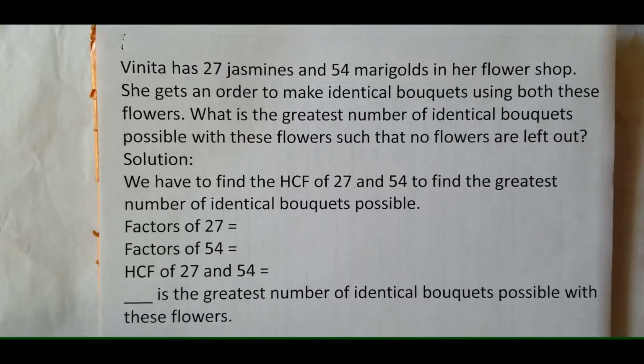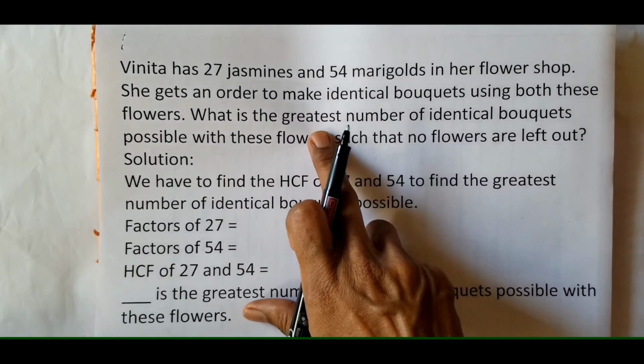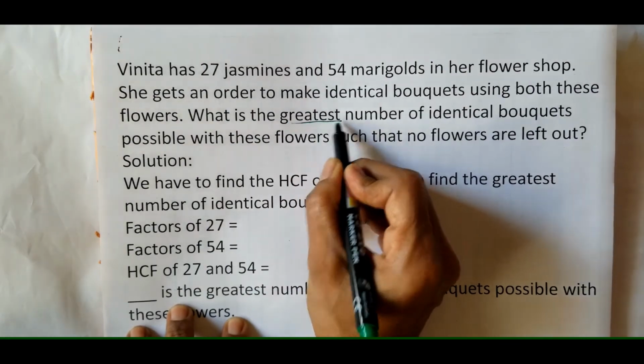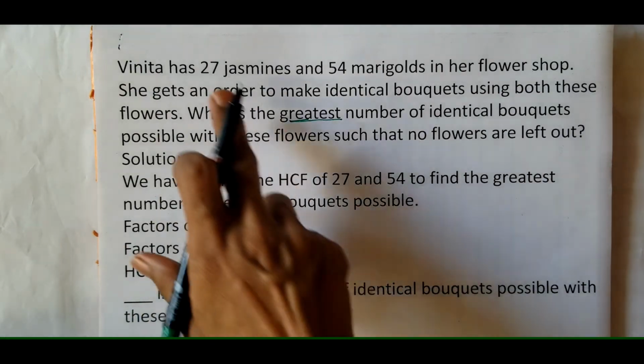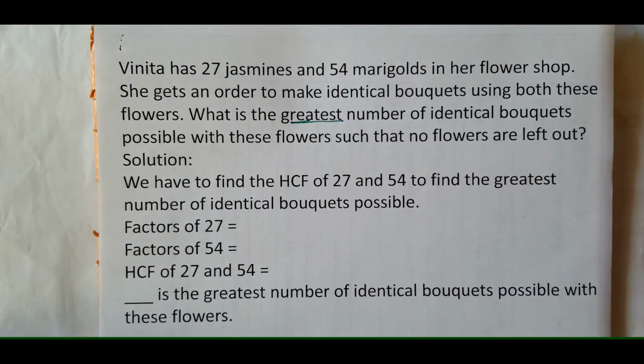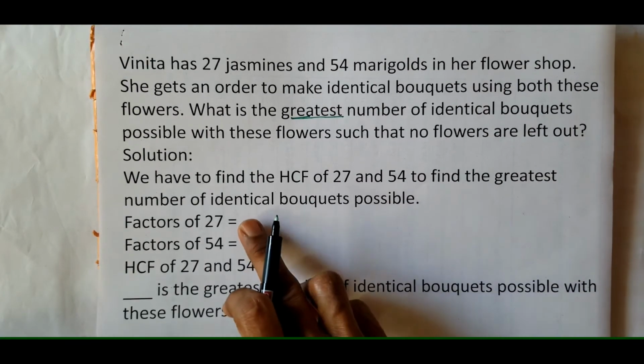Now children, let us solve one word problem. Vinita has 27 jasmines and 54 marigolds in her flower shop. She gets an order to make identical bouquets using both these flowers. What is the greatest number of identical bouquets possible with these flowers such that no flowers are left out? Now we have to find the greatest number. Greatest number means we have to find the HCF. Okay. Now we have to find the HCF of 27 and 54 to find the greatest number of identical bouquets possible.